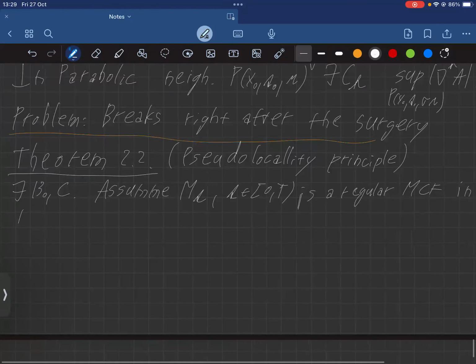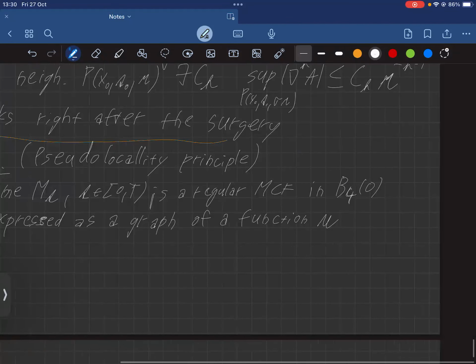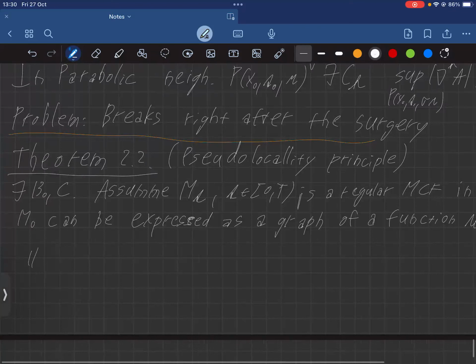And this is the important part: M0 can be expressed as a graph of a function u. Then if u is sufficiently continuous, so let's say in C4 greater than B0, then we have this nice estimate.